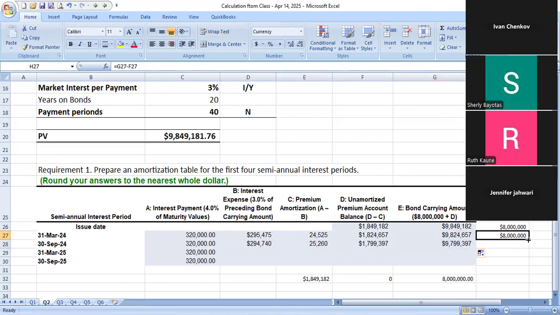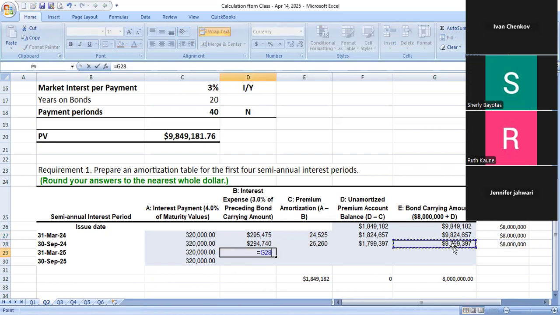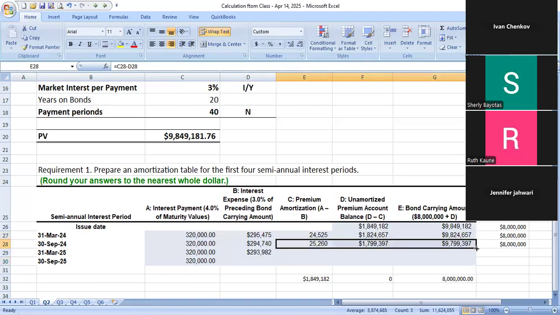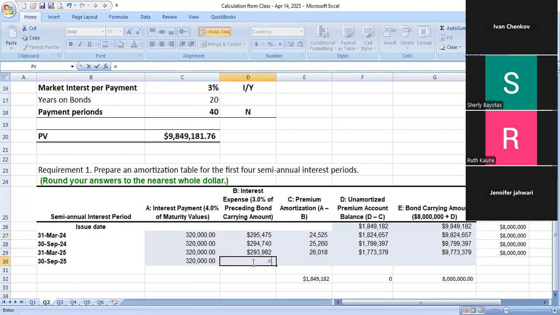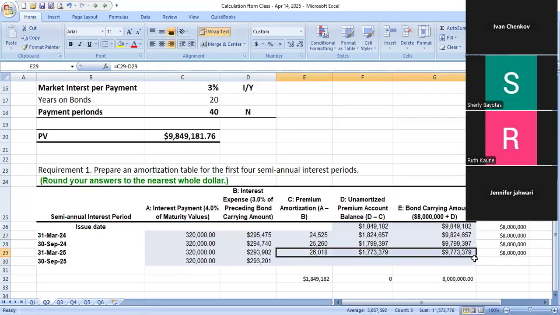And let's see where my check is. Am I in the right spot? Yes, $8 million. Next period. Again, carrying amount times 3%. And all those formulas will be the same. Next period. Let's see if my check is correct. Yes, I'm at 8 million. Next period. What am I going to do? The carrying amount times 3%. Carry the formula. Boom, done. Your calculation is done.